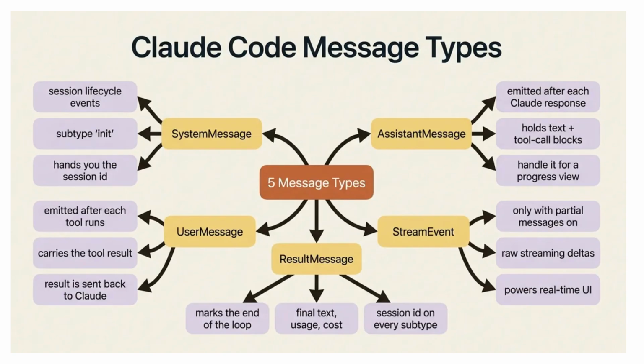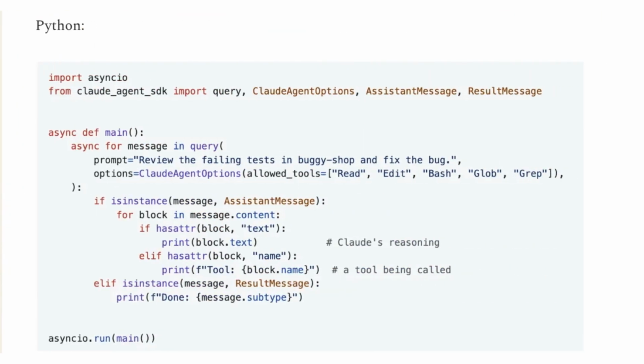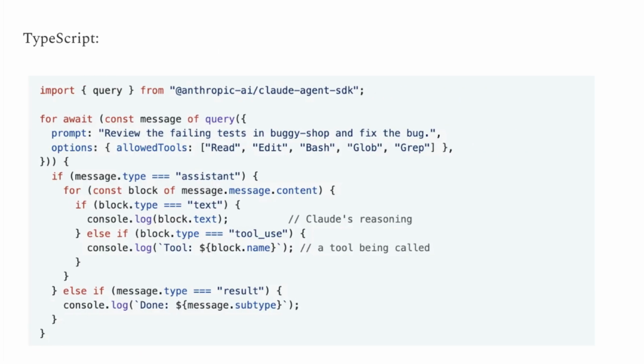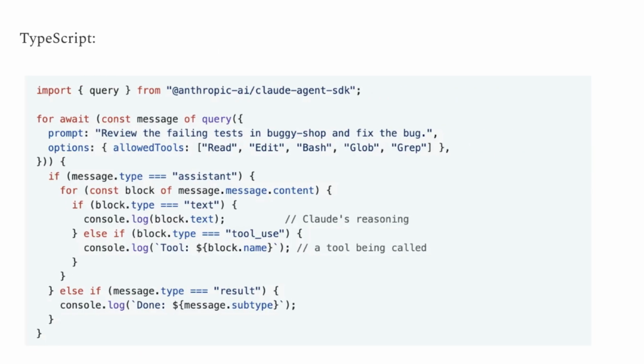Here is the progress view shape in both languages. Here is the Python code. Instead of dumping every raw message, you sort them by type and print something a human would actually want to read. The fire hose became a progress log. Here is the TypeScript code, about the same.